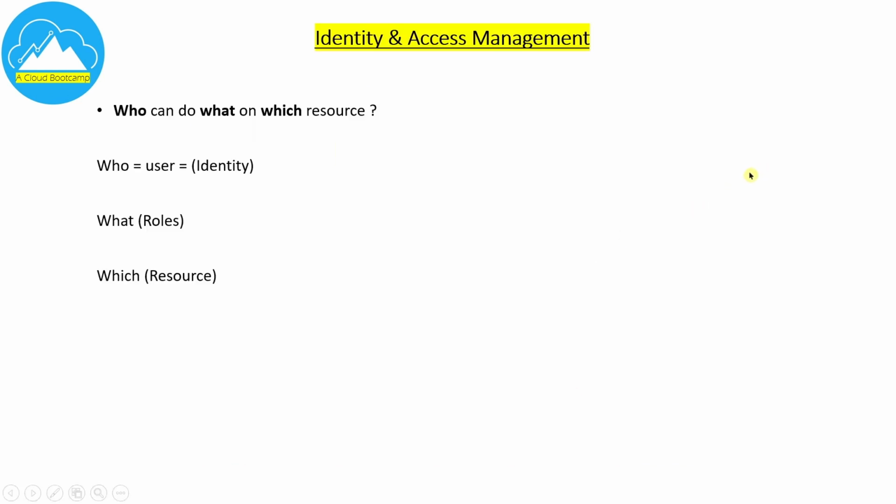So we discussed what is identity and access management: who can do what on which resources. Who is the user is called the identity or the principal. Then what is meant by the roles and the permissions which we have in place, which can be assigned to the user identity or principal, whatever you call it, and on which resource. So again, who can do what on which resource.